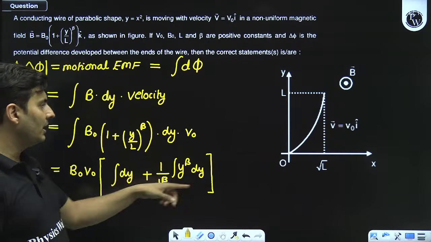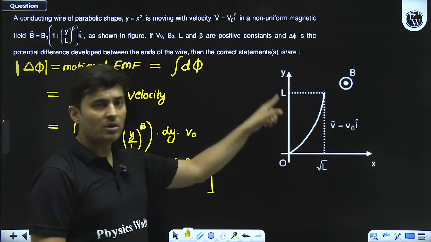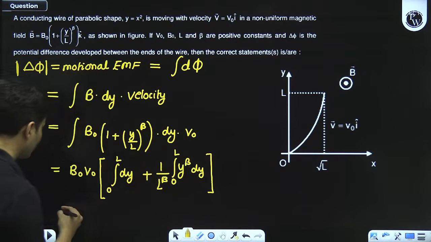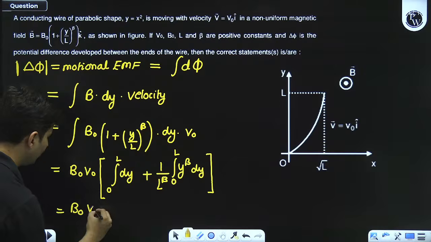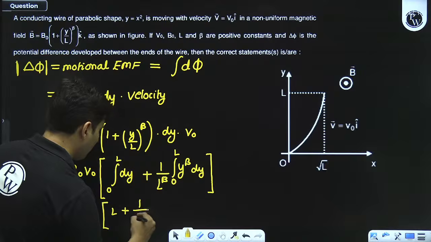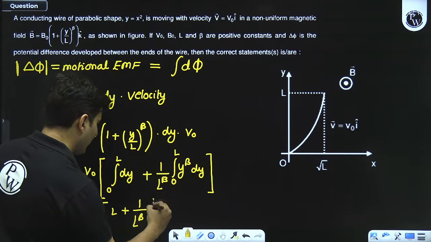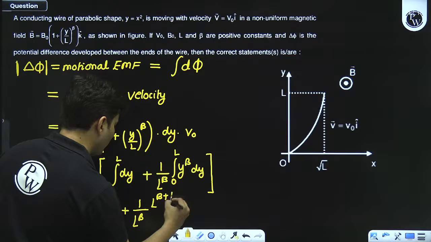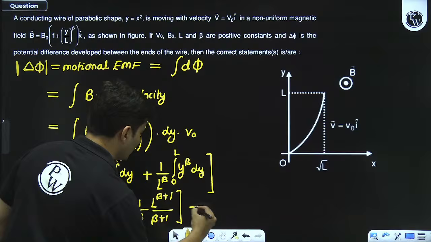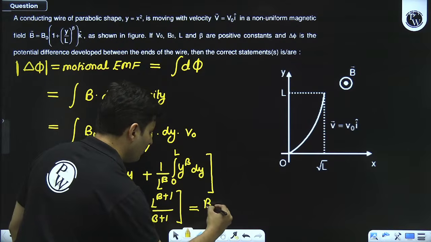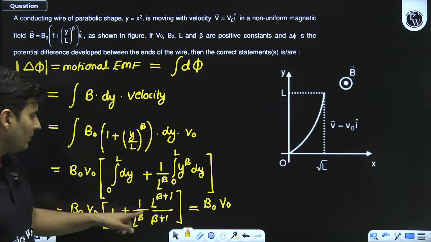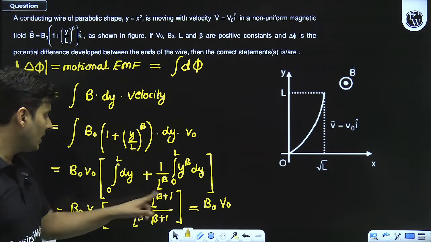What will be the limits of the integration? Y coordinates only. I am going from 0 to L. So the integration limits will be 0 to L. That's it. So see what this will come out as. B naught v naught times L plus 1 by L raised to beta, times L raised to beta plus 1 by beta plus 1. Perfect. So this will be B naught v naught L raised to beta plus 1, and L raised to beta will get cancelled, only L will remain.